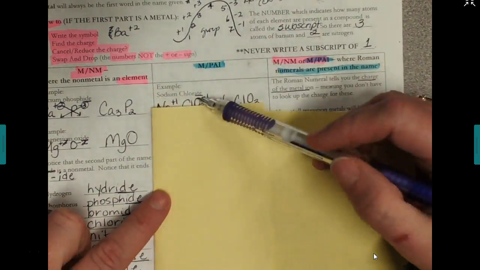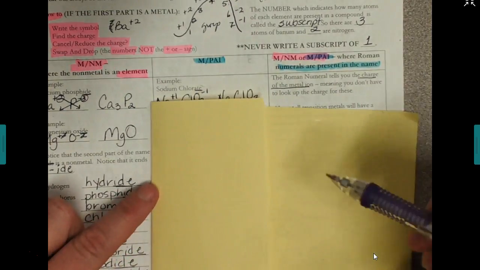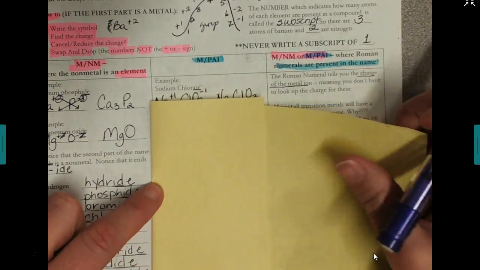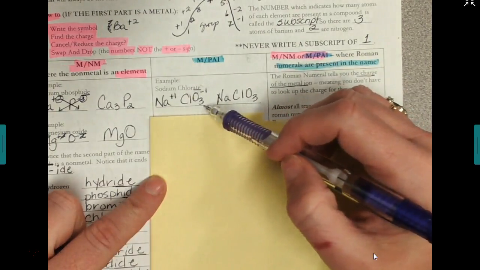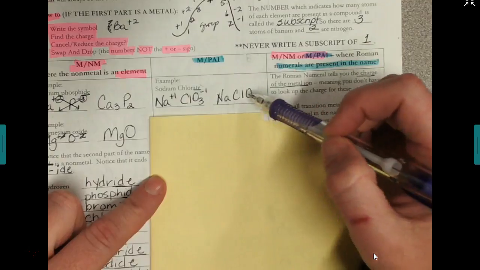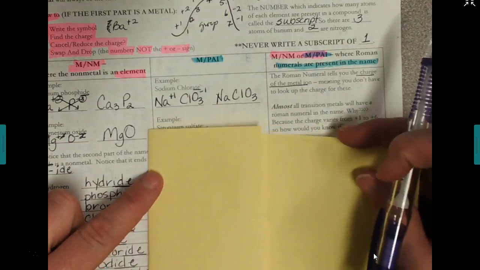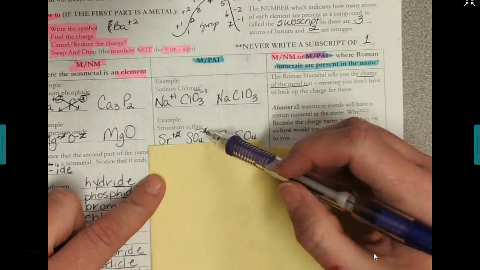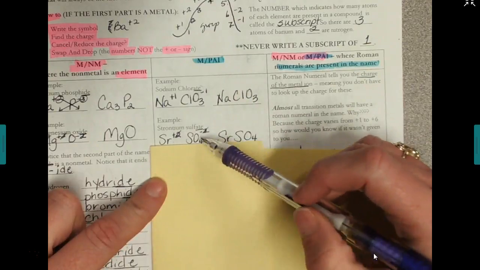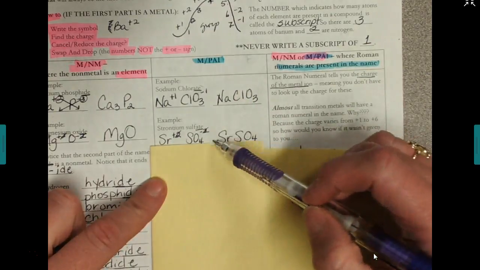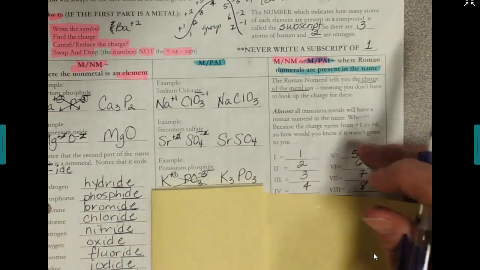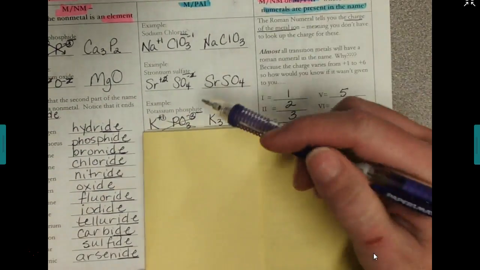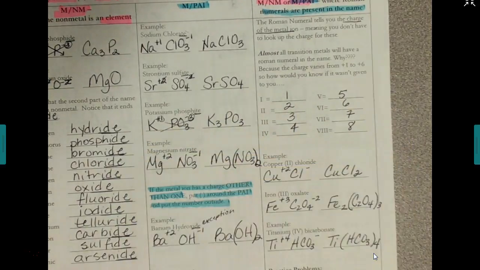Now, let's look at if we have a metal and a polyatomic ion. So, for instance, sodium chlorate. Remember, guys, you must memorize those polyatomic ions. So, sodium is a +1, ClO3 -1, swap and drop, and we have NaClO3. Then we learned strontium sulfate, Sr +2, SO4 -2, and those guys cancel out for a 1-to-1 ratio of SrSO4. We did some more examples here.